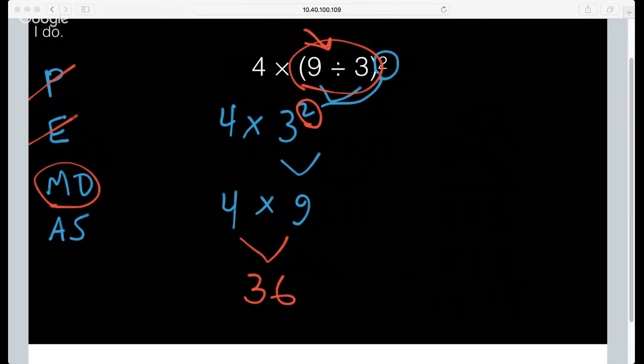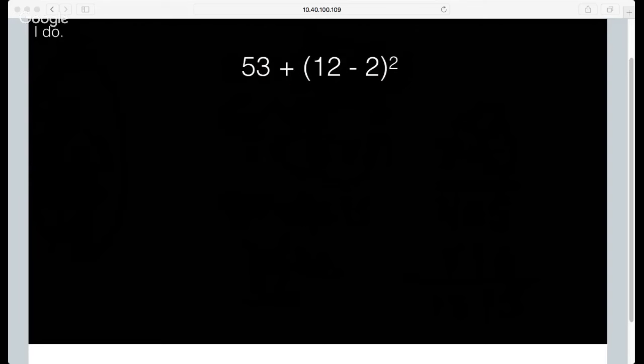You may have more than one operation inside the parentheses, which means you'd have to do this over again inside the parentheses. We have another one like that. So we have a parentheses. I'm not going to write down my PEMDAS because I'm just going to remember now. Parentheses first. Okay, sweet. So this is going to be 10.